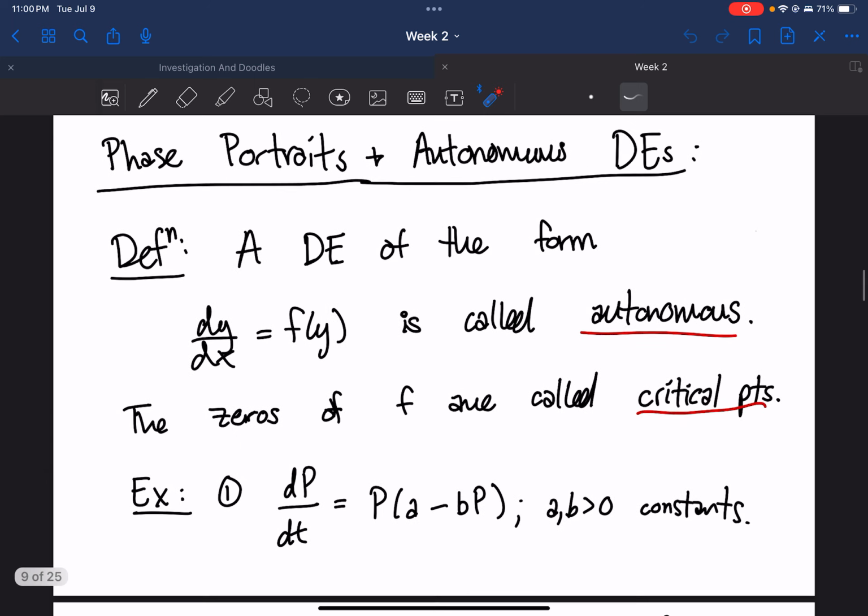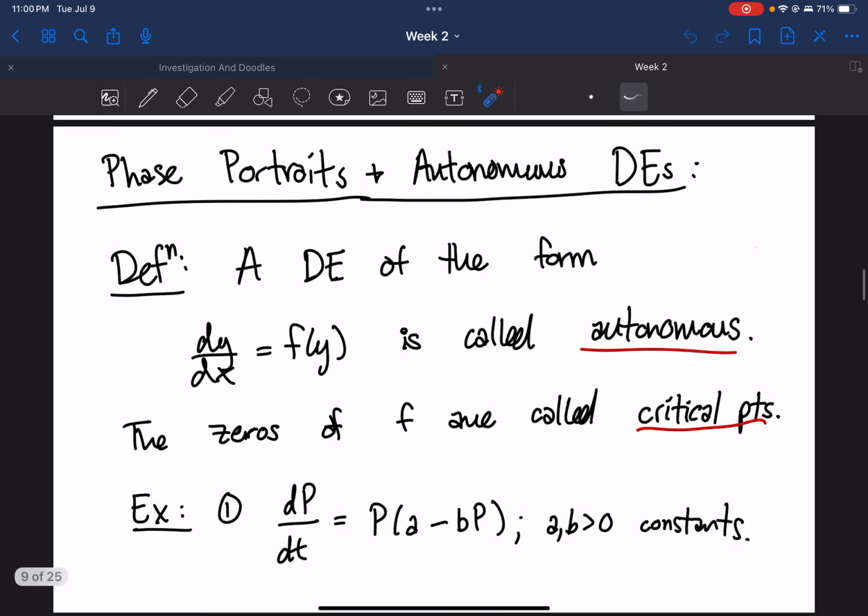Okay, last bit from this section. Phase portraits and autonomous differential equations. Sometimes the function on the right-hand side does not involve the independent variable. Sometimes your differential equation is dy/dx equals a function of just y. In this case, we call these autonomous differential equations. And it's pretty easy to graph these because the slope of the solutions only depends on the height of the function.